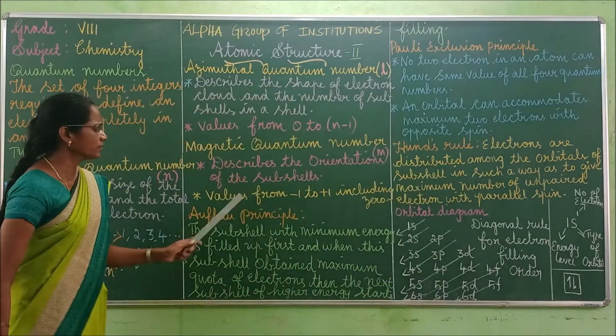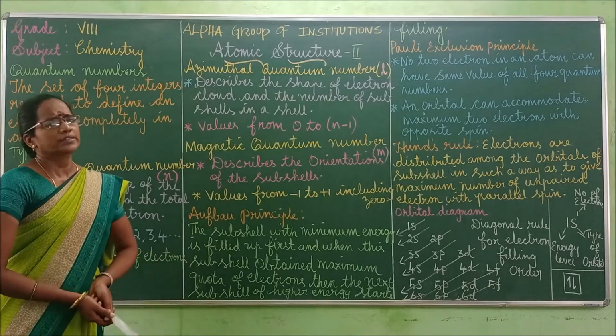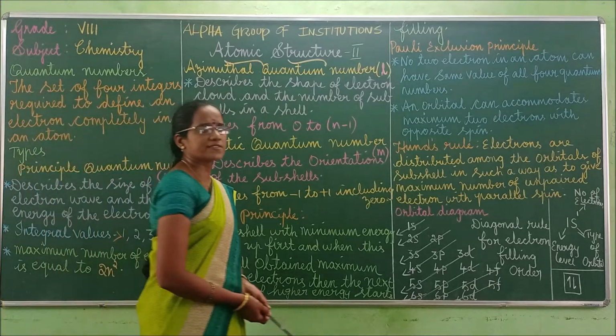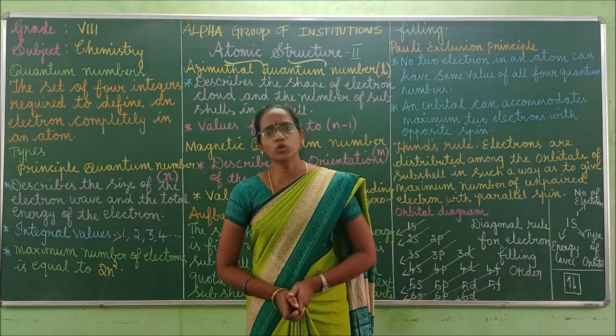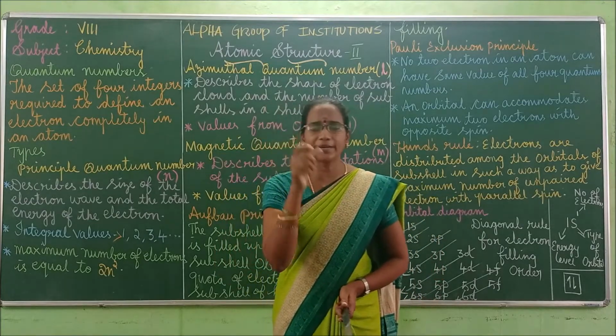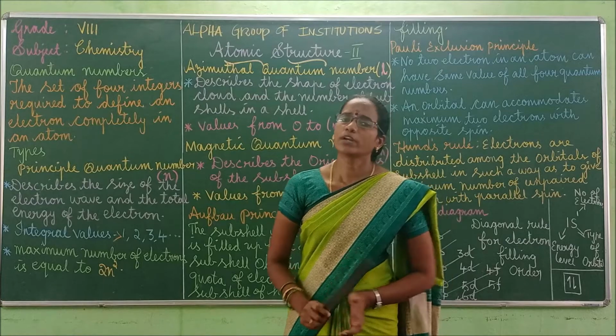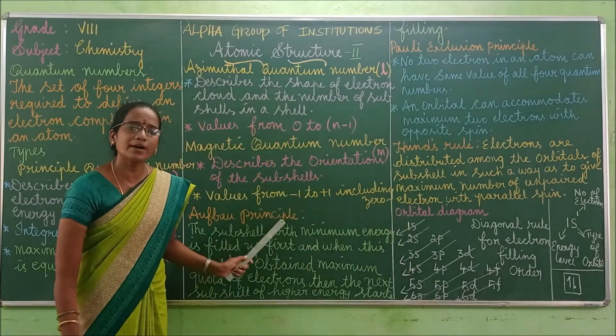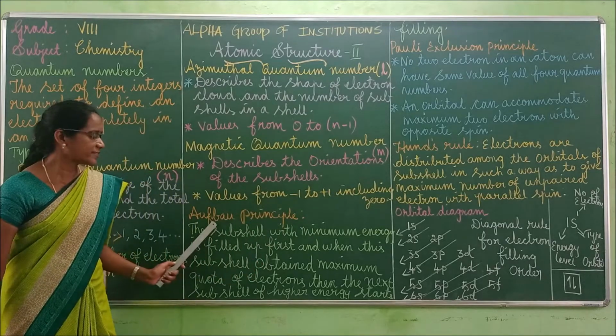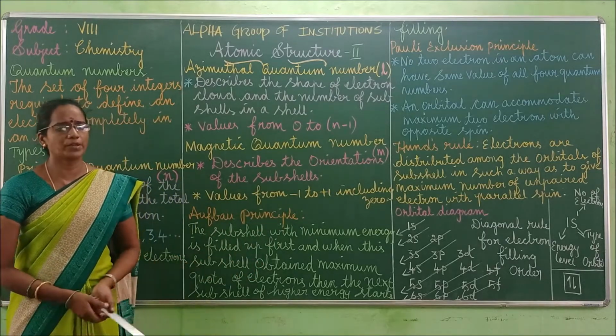Right. Next we can move to 3 important principles. 3 principles are required to mention the orbital diagrams. What are the 3 principles? The first one is the Aufbau principle.